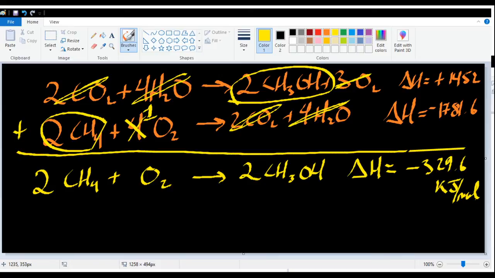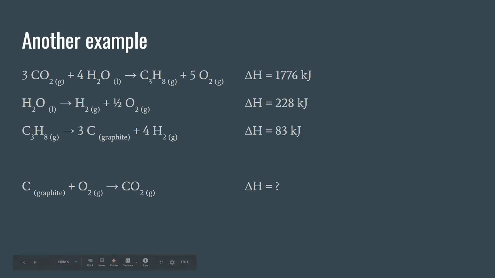So that is a relatively simple, still, Hess's law problem. We flipped one reaction, meaning that we flipped the sign. We multiplied the other reaction by 2, meaning we multiplied the enthalpy by 2. And then, once we did that, we just added them together. Let's take a look at another example.